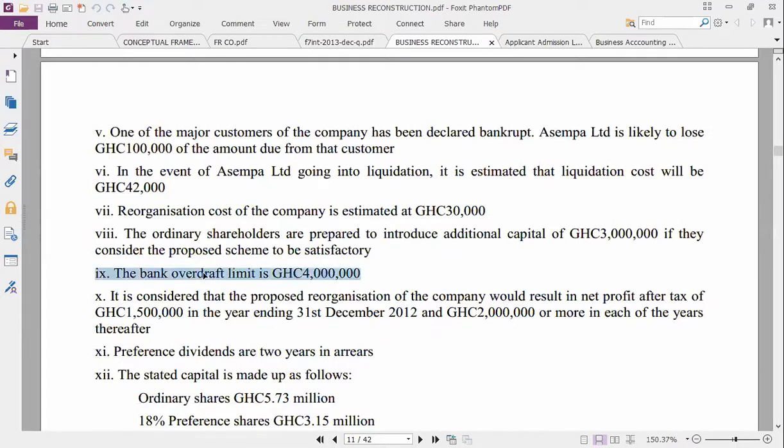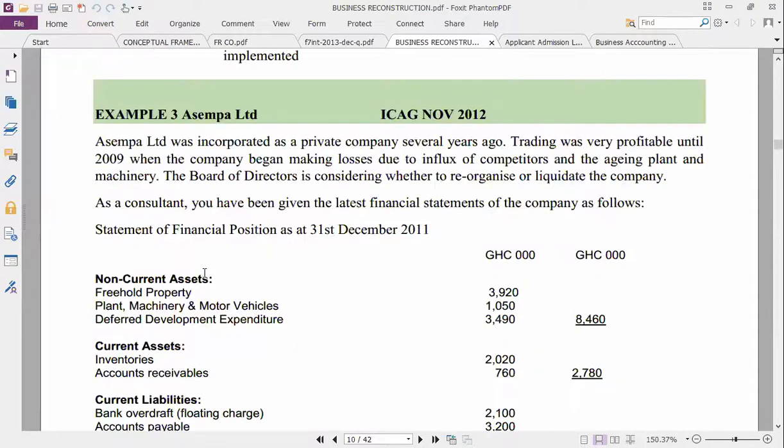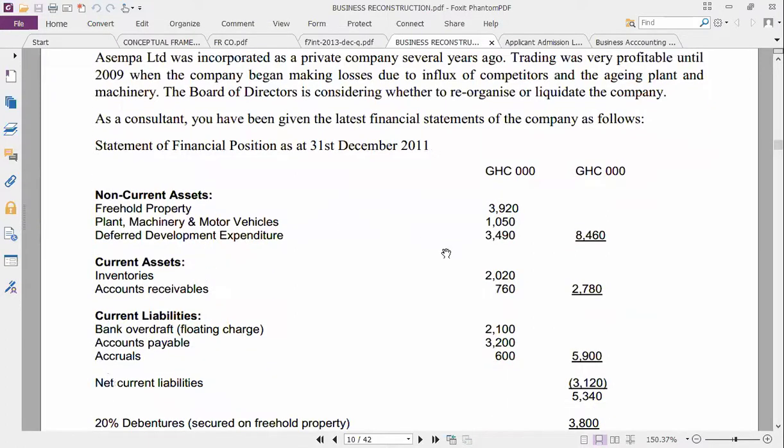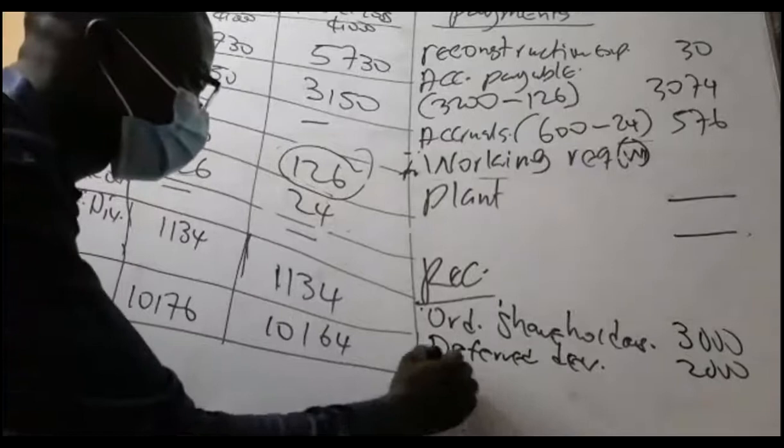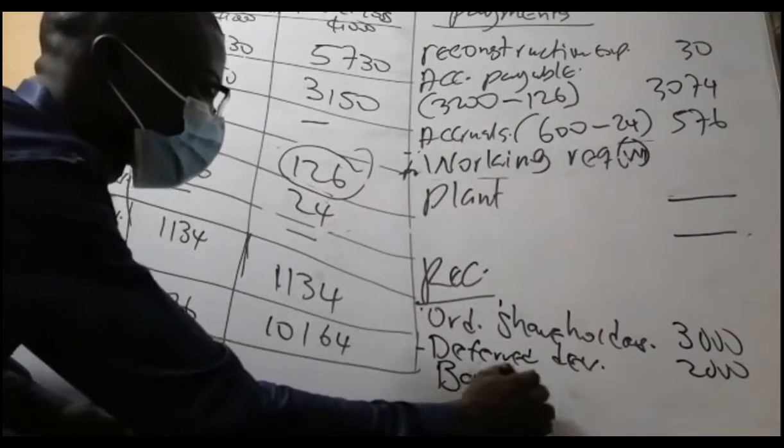Okay, the note before the ordinary. So that's note 9. The bank overdraft limit is 4 million. Currently, we have only what? 2,100. So we still have about 1,009 additional, right? So let's go in for the additional 1,009. We need money. Yes. So we go in for additional bank overdraft.